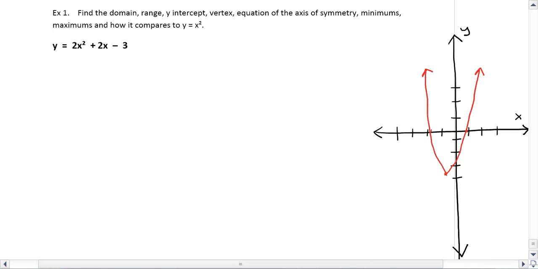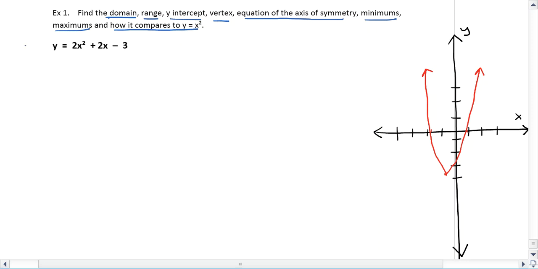All right, let's look at an example. You can tell by reading the directions, I dumped everything into one example so we could just do this and be done. We are asked to find the domain, the range, the y-intercept, the vertex, the equation of the axis of symmetry, minimums, maximums, and then we have to describe how it compares to the parent equation.